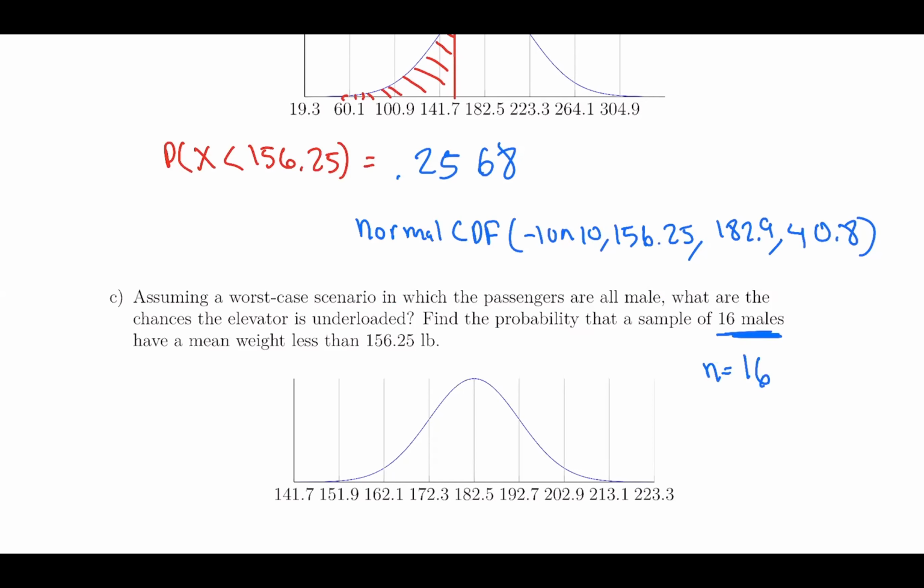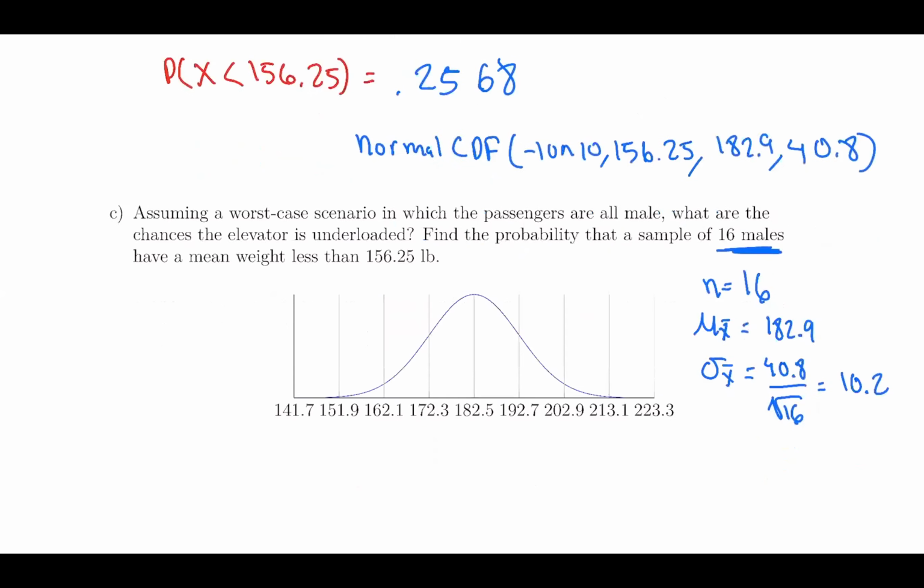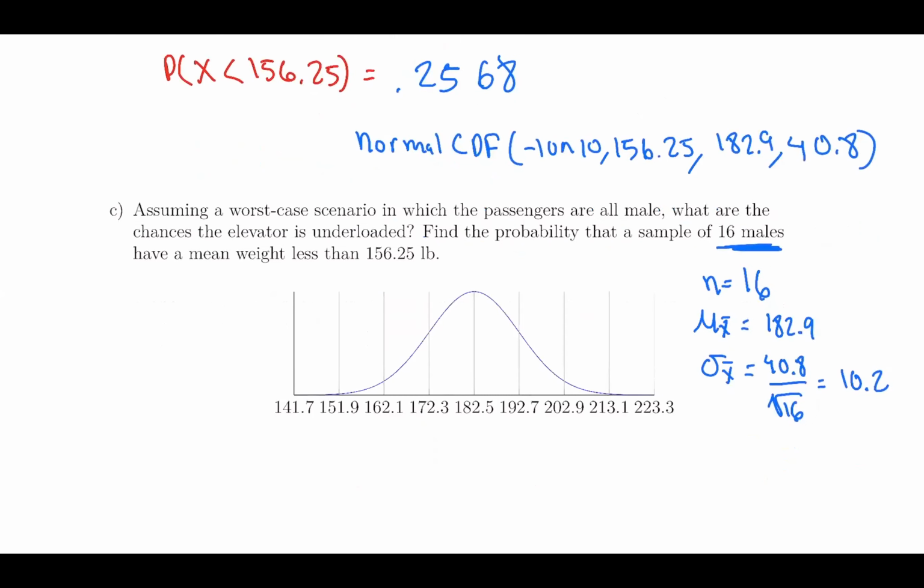So for this one, we can't use the same standard deviation of 40.8. For this one, we do have to adjust the standard deviation. So we're going to have to find mu of x bar, but you're also going to have to find sigma of x bar. For mu of x bar, because it's exactly the same thing, it is 182.9. For sigma of x bar, you take 40.8 and divide it by the square root of 16, and you're going to get, well, a bunch of you already got it, 10.2. So that's our new standard deviation.